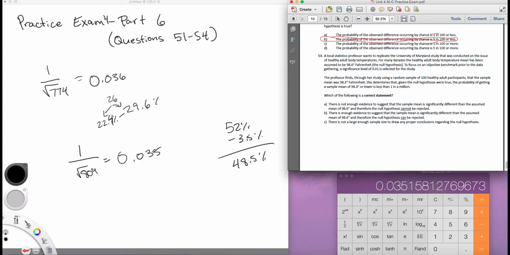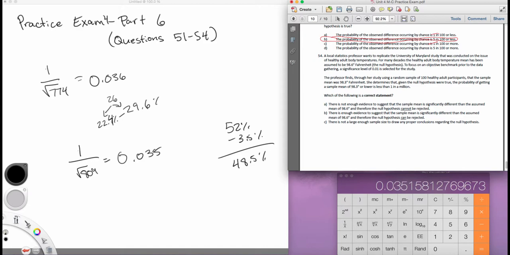54. A local statistics professor wants to replicate a University of Maryland study that was conducted on the issue of healthy adult body temperatures. For many decades, the healthy adult body temperature has been assumed to be 98.6 degrees Fahrenheit, which is our null hypothesis. To focus on the objective benchmark prior to the data gathering, a significance level of 0.01 is selected for this study. So we're looking for a 99% confidence level.